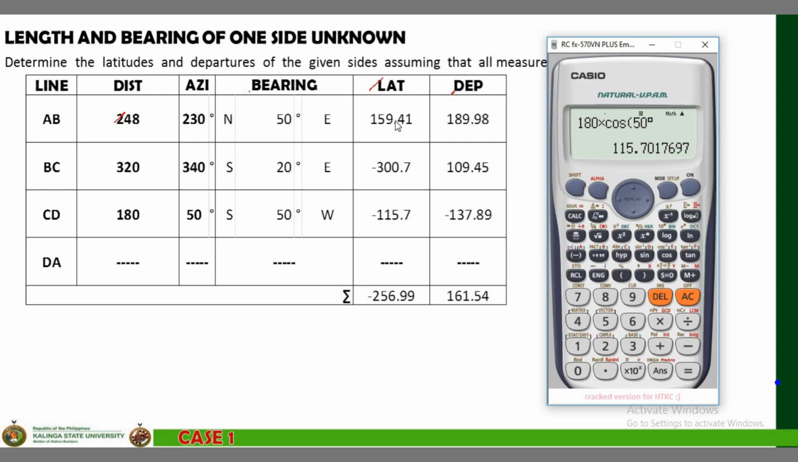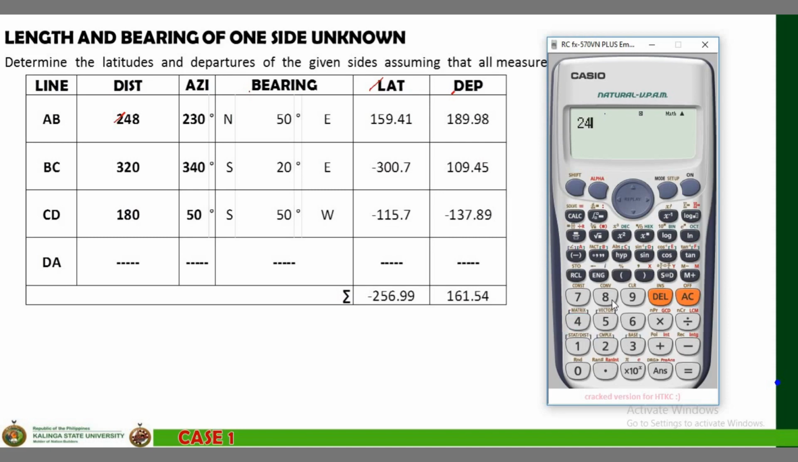Now, if we take the sum of AB, BC, and CD, again, unknown DA, so that is 159.41 minus 300.7 minus 115.7. That is equal to negative 256.99. Same with departure. Paano natin sinolve si departure?